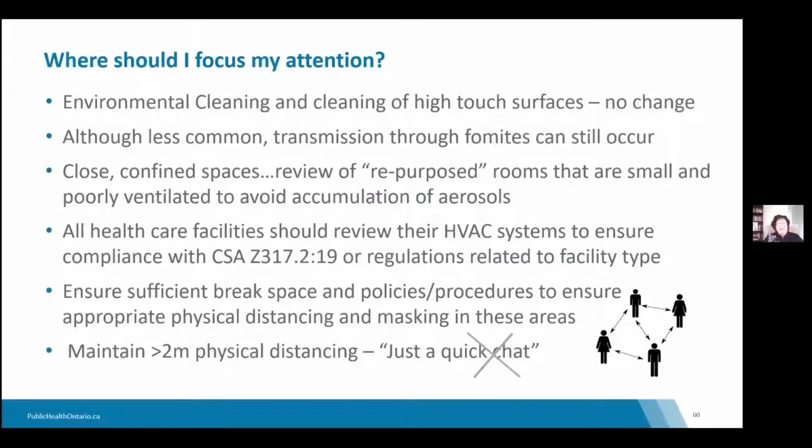Environmental cleaning and cleaning of high-touch surfaces really hasn't changed. Although fomite transmission is less common, it can still occur, and so we're keeping the environmental cleaning practices the same. For close confined spaces, make sure that rooms that have been repurposed for a small break room or for another reason are well ventilated, to avoid the accumulation of aerosols. Make sure the HVAC systems are in compliance and that they're receiving regular maintenance.